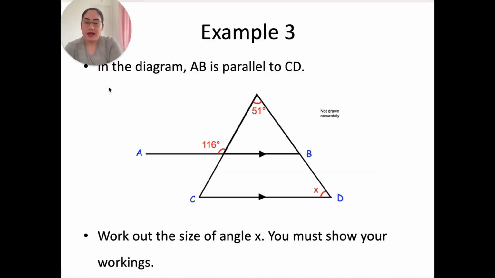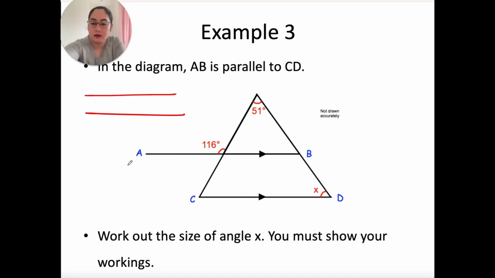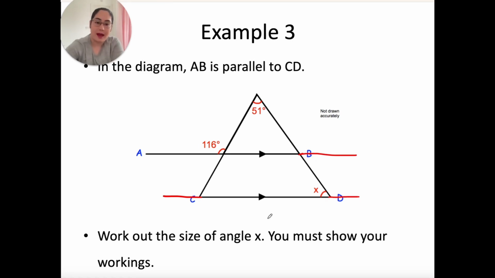Right, question 3. In the diagram, AB is parallel to CD. Work out the size of angle X. You must show your working. Okay, we're looking for angle X. Sometimes the parallel lines might not look typically like the two parallel lines the way they represent it in a diagram. So AB is a parallel line, CD is also a parallel line, but in order to spot things, sometimes it helps if you extend these lines so you can spot the patterns.